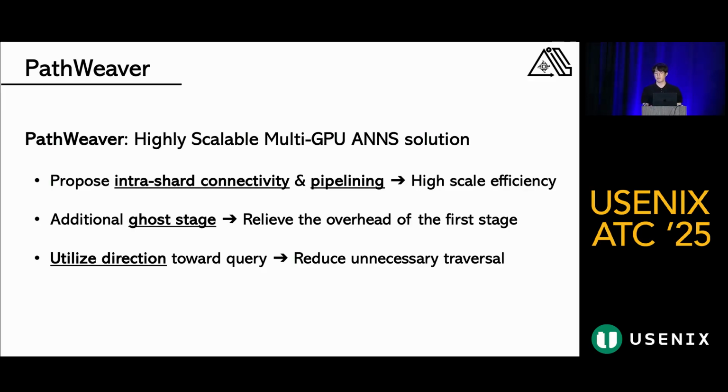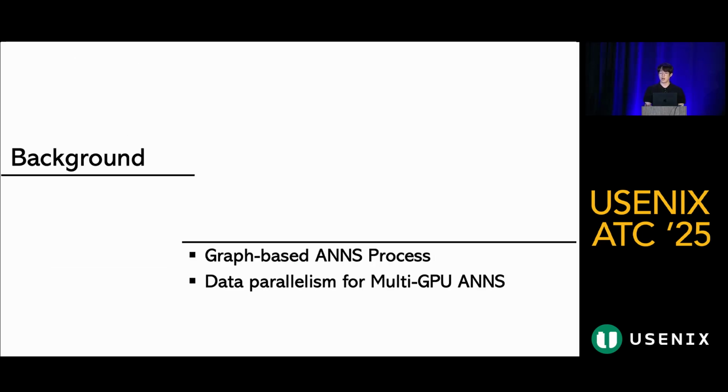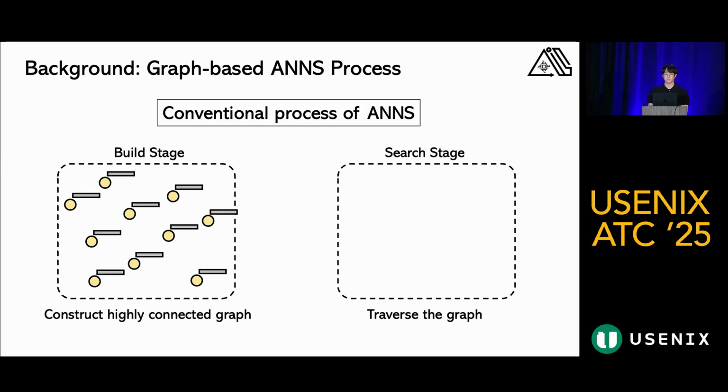PathWeaver is a highly scalable multi-GPU ANNS solution, introducing inter-shard connection, pipelining, and ghost staging for scalability, and utilizing direction towards the query to reduce unnecessary traversal. In this section, I will explain the background of our work. First, we focused on the graph-based ANNS process. Second, data parallelism for multi-GPU ANNS to handle datasets beyond the size of a single GPU.